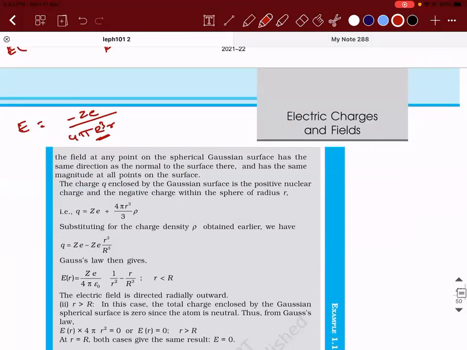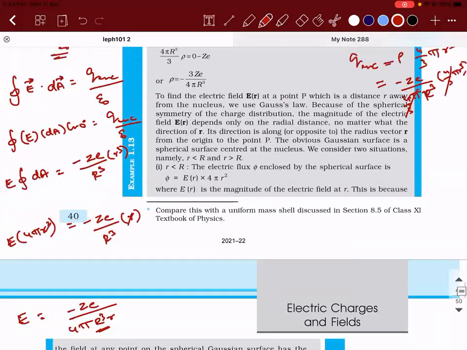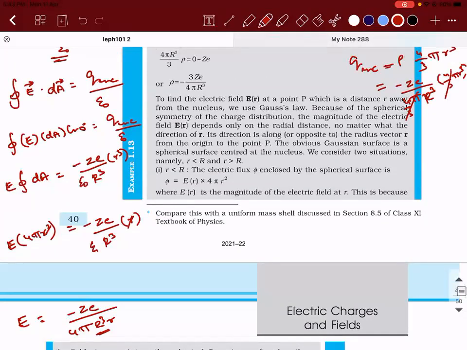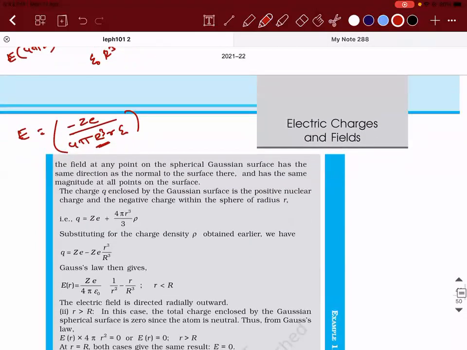So what did he do? Did I miss epsilon naught? I wrote only charge divided by epsilon naught is there. So ZE divided by 4 pi epsilon naught.